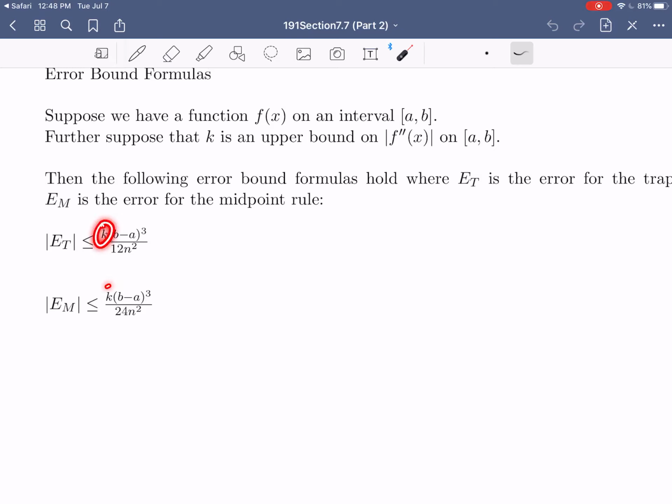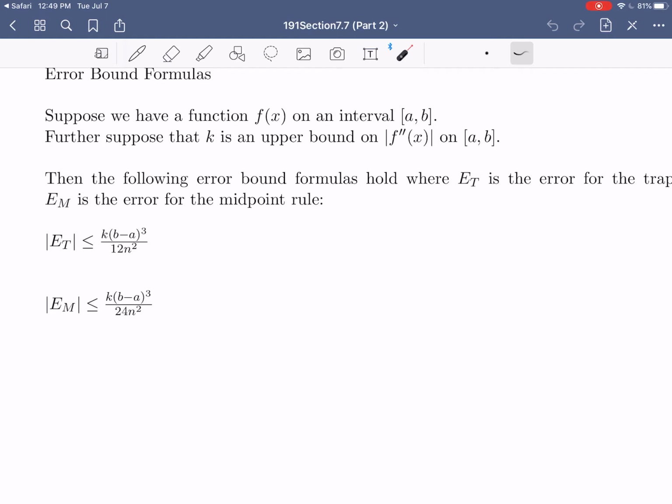Now, the presence of this k, unfortunately, is a little bit beyond the scope of our class to investigate, but it should sort of make sense. k is an upper bound on the absolute value of the second derivative. If you think about what the second derivative is doing, it's measuring the concavity of the curve. In other words, it's measuring how fast the rate of change is changing. So the larger the second derivative is, the more quickly the curve is changing slopes, which means it's harder to estimate because there's more rapid change. So that's why this k is showing up in the numerator. The larger that k is, the harder it is to get a good estimate because the curve is changing very quickly.